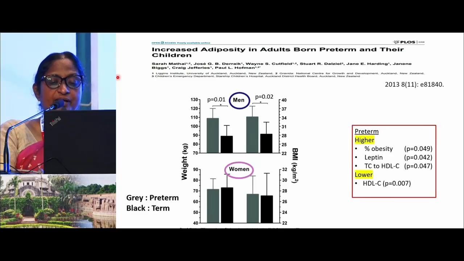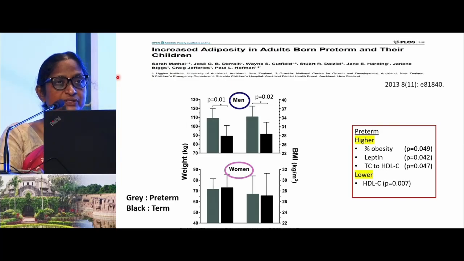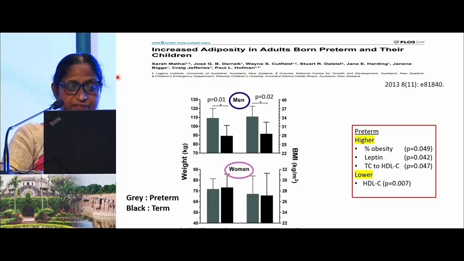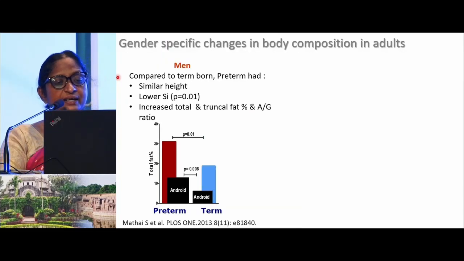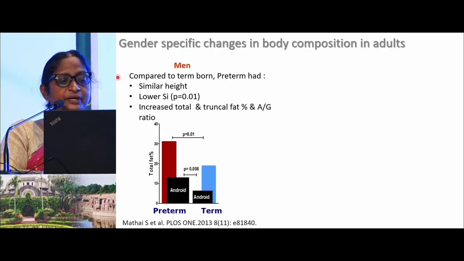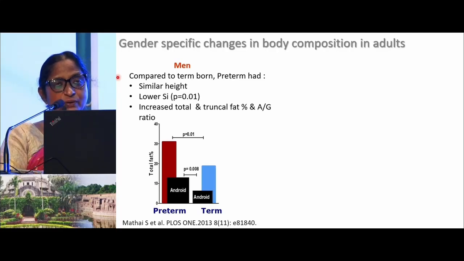And the preterm group had a higher percentage of obesity, higher leptin level, higher total cholesterol to HDL cholesterol ratio, and a lower HDL cholesterol level. Looking at the DEXA parameters, once again there were gender-specific changes. Compared to the term born, the preterm had increased total and truncal fat, as well as increased android-gynoid ratio. And when we reanalyzed, we found that the insulin sensitivity also is lower as compared to men born at term.